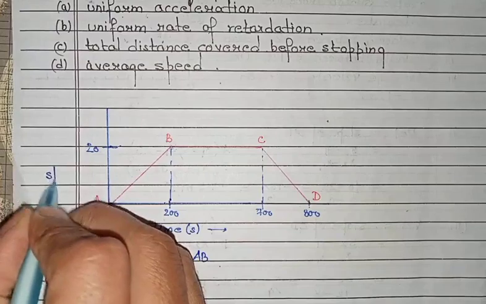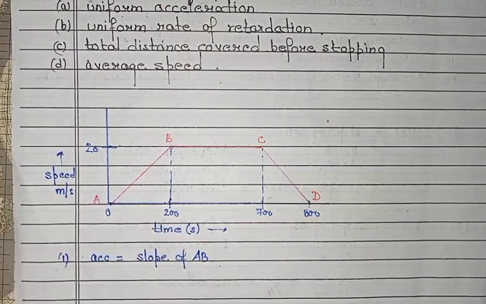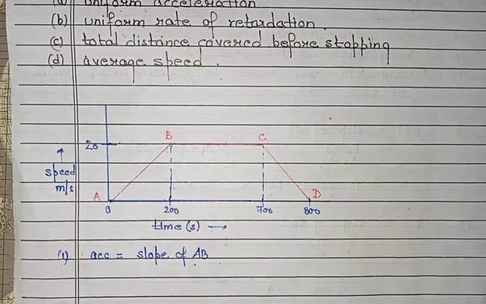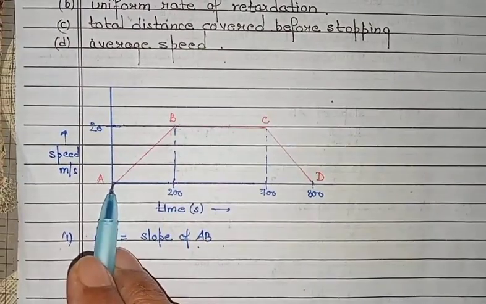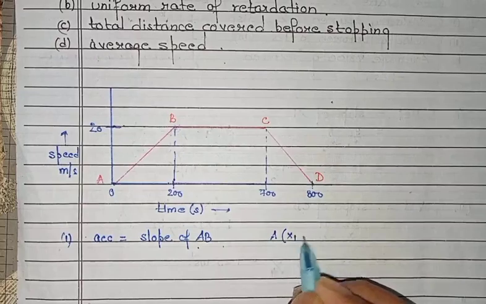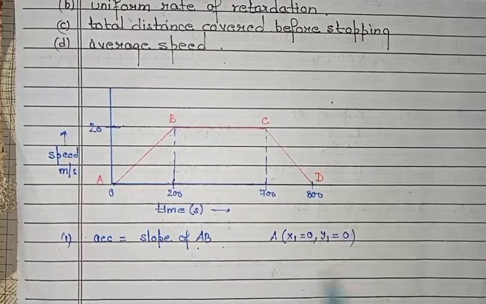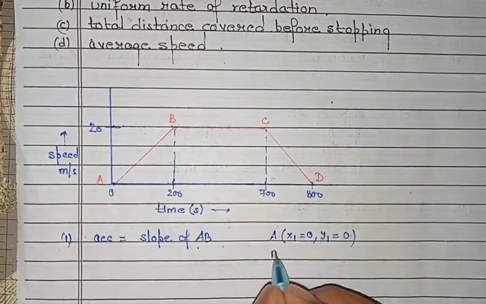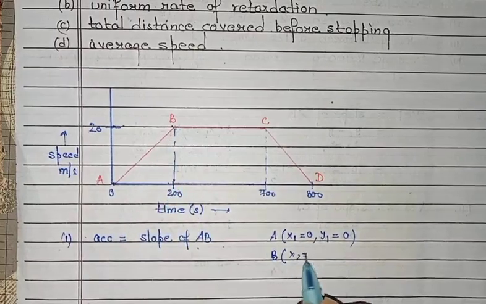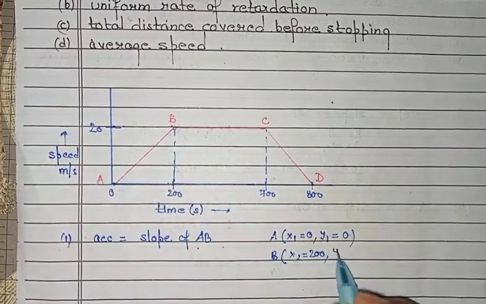Now this is the speed axis, it's in meter per second. So slope of AB, we will consider 2 points. If you consider the first point A, it's on the origin, so you can say at A, x1 and y1 both will be 0. At the second point B, the value of x2 will be 200 and the value of y2 will be 20.